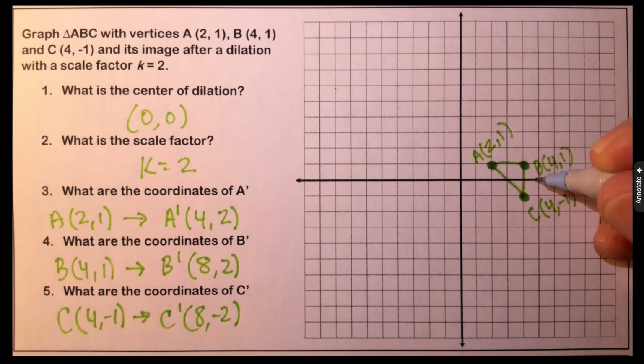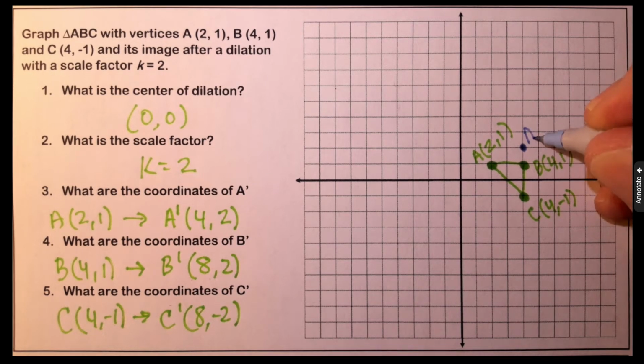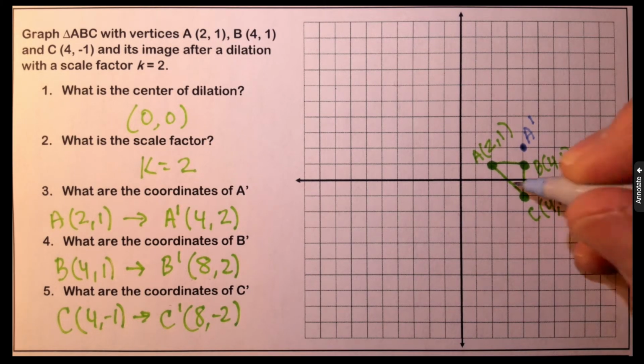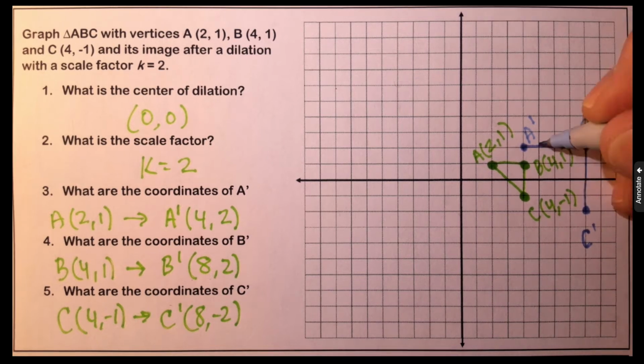So now I'm going to graph the image after a dilation with a scale factor of 2. So I go over 4 and up 2, and that is point A prime. I go over 8 and up 2, and that is point B prime. And I go over 8 and down 2, and that is point C prime.